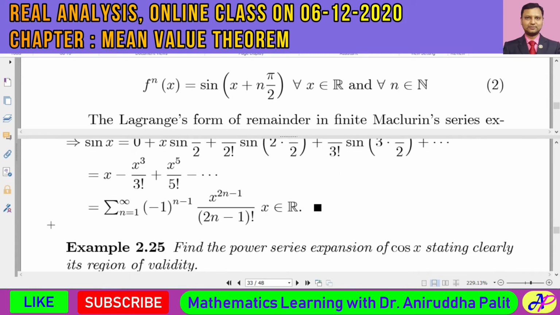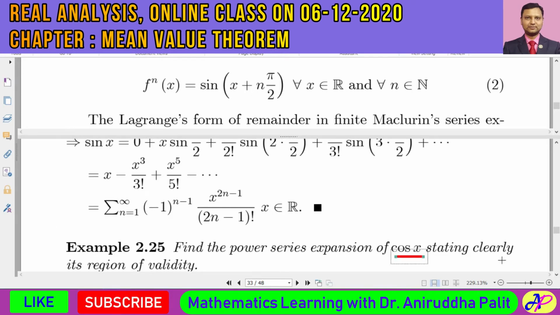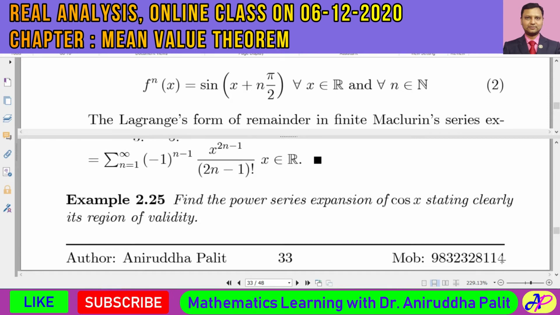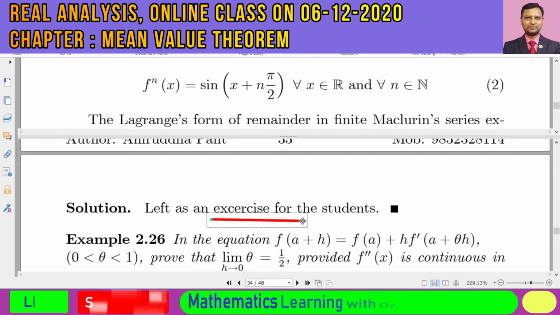I am keeping the expansion of cos of x for your homework. Exactly similar computation would be there. Got it? I am leaving this one as an exercise for you.